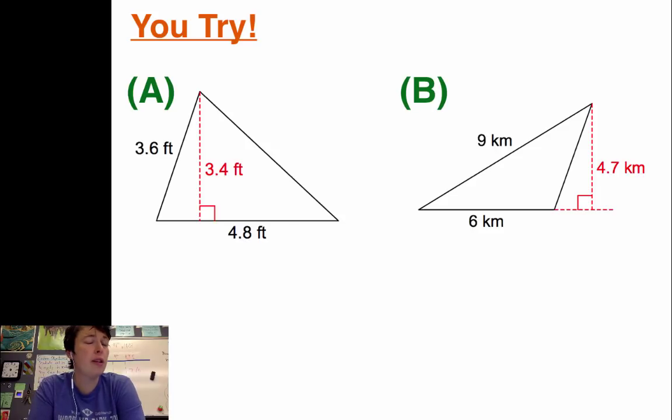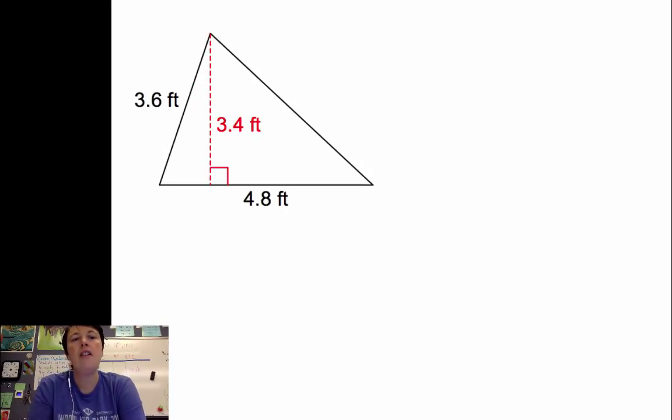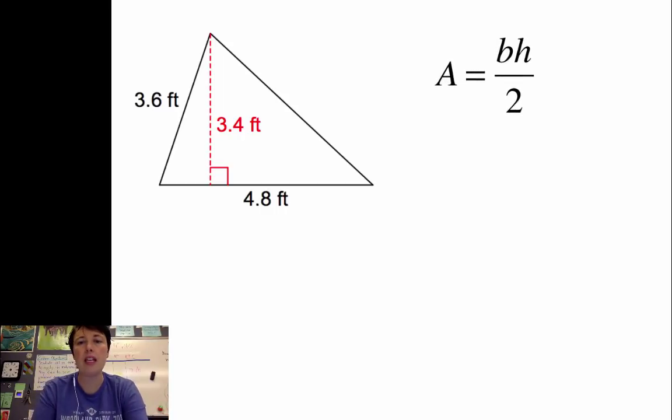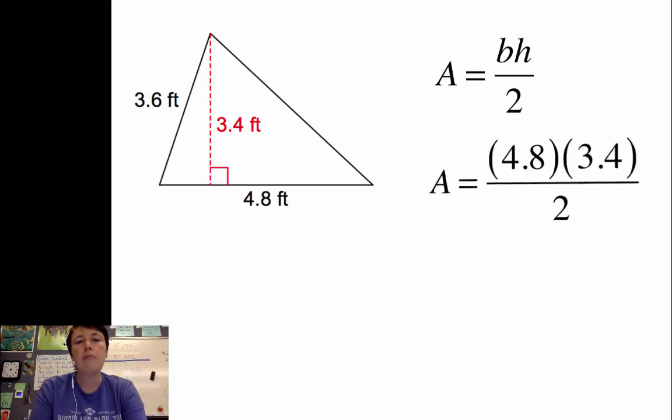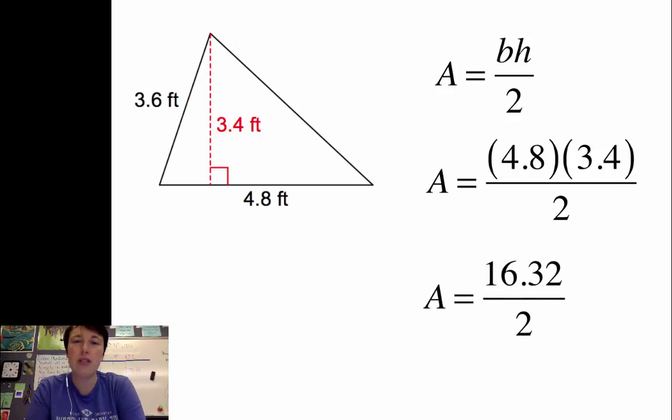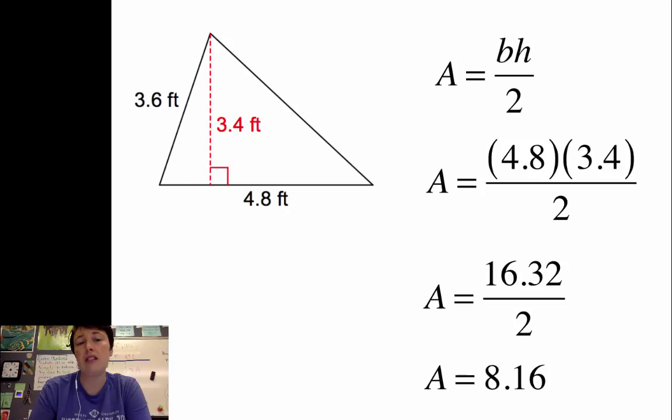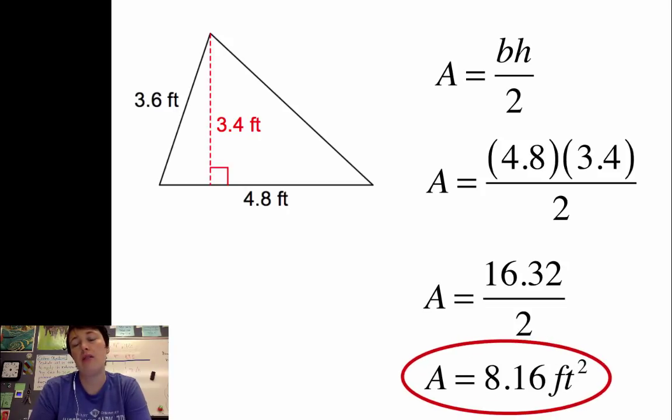Okay, you're unpausing the video, I hope, and you are ready to check your answer. So we're going to go through each of these and see how you did. First one's all measured in feet. We're going to use our formula. Hopefully you wrote down the formula. A equals base times height divided by 2. The base in this problem is the 4.8 and the height is the 3.4. So you needed to multiply on your calculator 4.8 times 3.4 and that gives you 16.32. But you've got to divide by 2. And when you divide by 2, you get 8.16. So your answer is area equals 8.16 and it's feet squared. So there's your final circled solution.